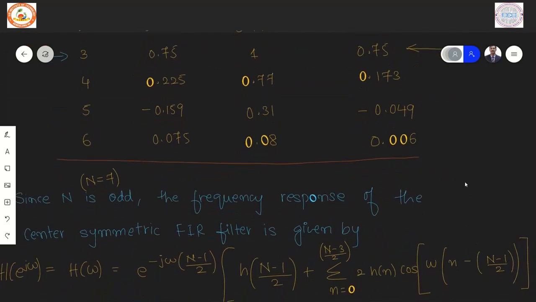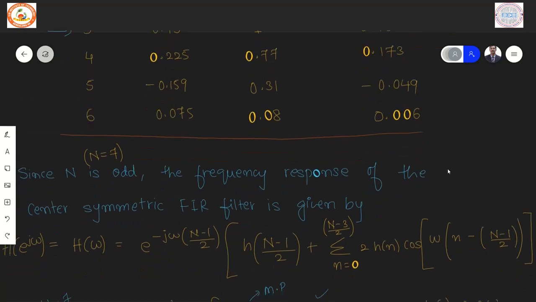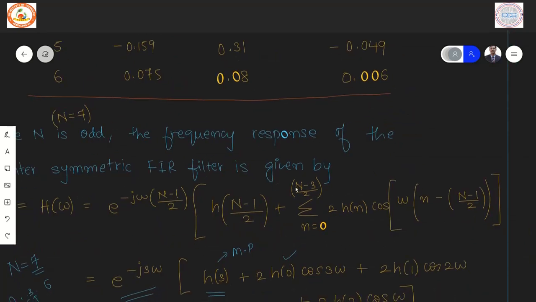Now, since once again the problem is for odd, the frequency response of center symmetric FIR filter, the equation here is again the same equation, e power of minus j omega times n minus 1 by 2. In bracket, h of n minus 1 by 2, that's a midpoint, and the limits are from 0 to n minus 3 by 2. If it was even, the midpoint term will not be there, and the limit would become 0 to n by 2 minus 1. That's a small change which you can remember.